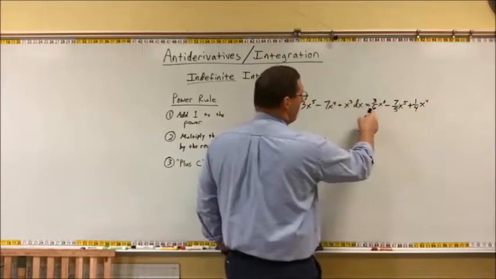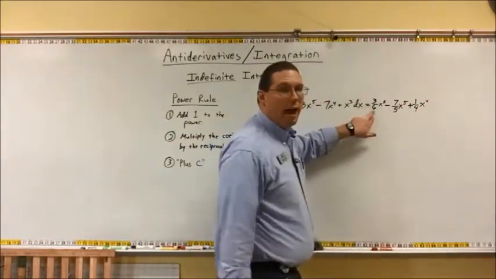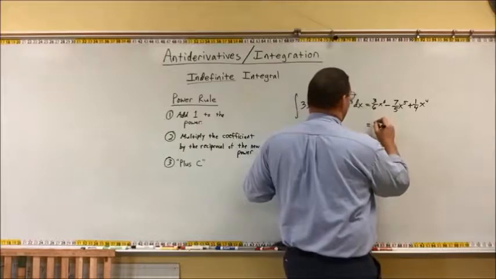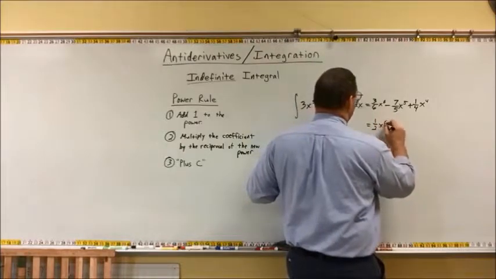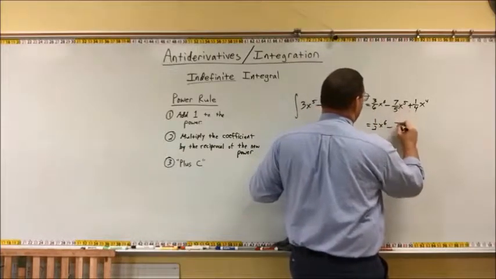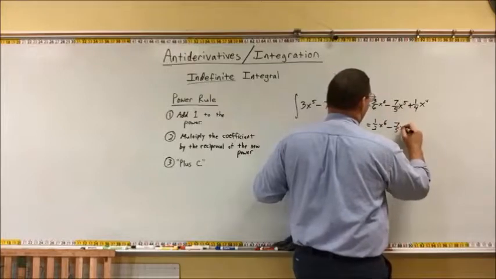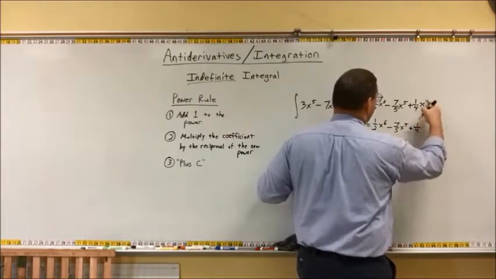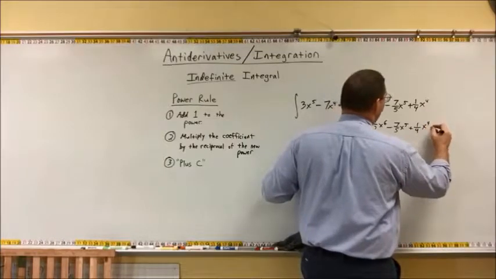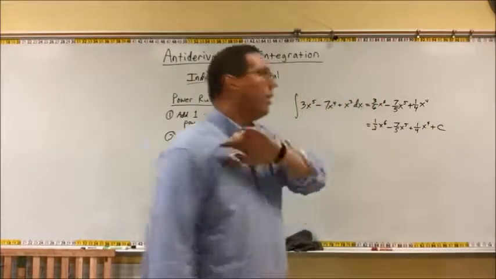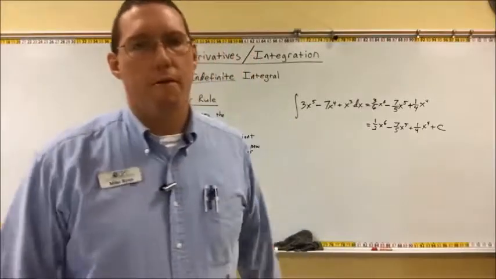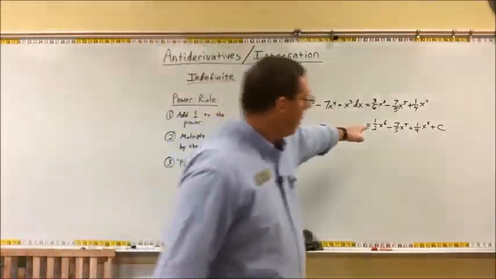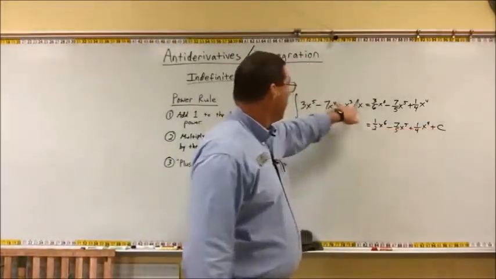Now we can clean this up. See this 3/6? That's a 1/2. So really, this is 1/2 x to the 6th minus 7/5 x to the 5th plus 1/4 x to the 4th. And then, of course, we have to put on the plus c. Whenever we finally get our answer, we just put on a plus c and we're done. This is the antiderivative of this.